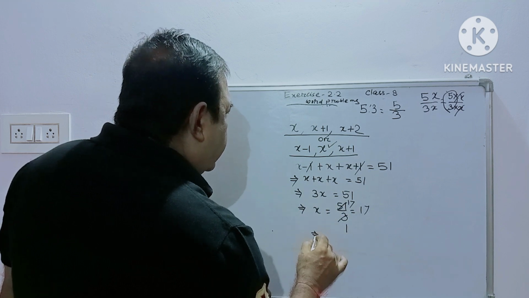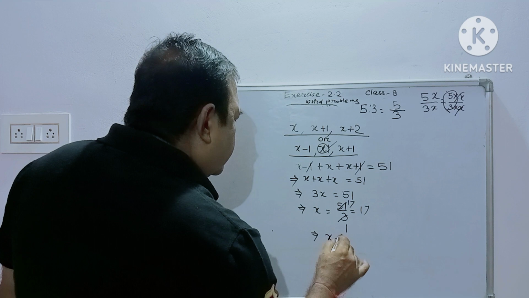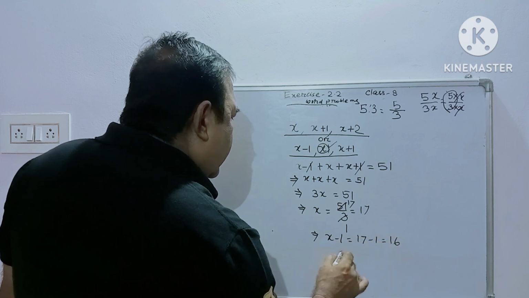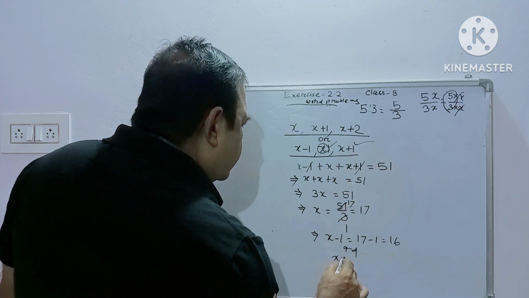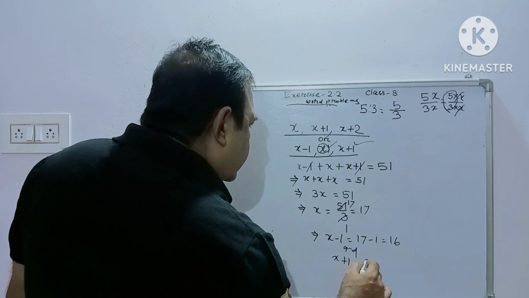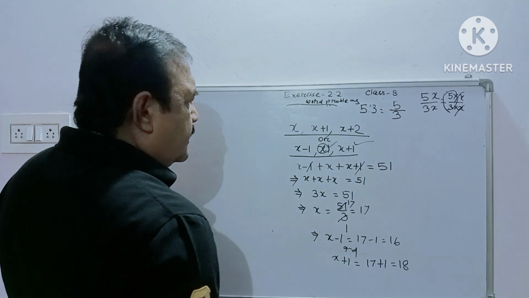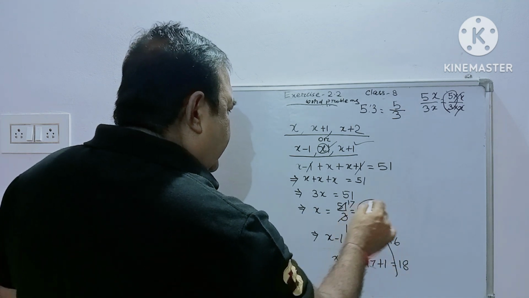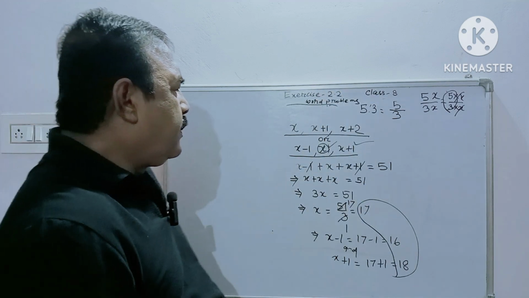That implies what is x minus 1? I got the value of x. So what is x minus 1? That is 17 minus 1. That is 16. And what is x plus 1? That is 17 plus 1. That is 18. So we got 16, 17 and 18. These three are the consecutive integers. And you add them, the sum will be 51.